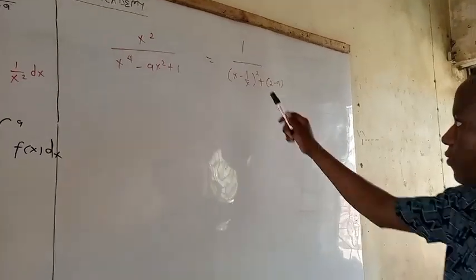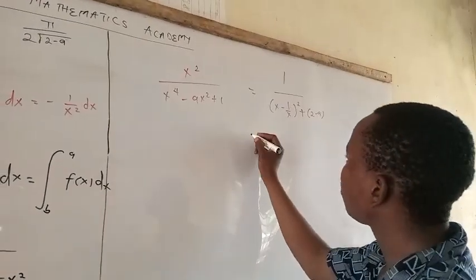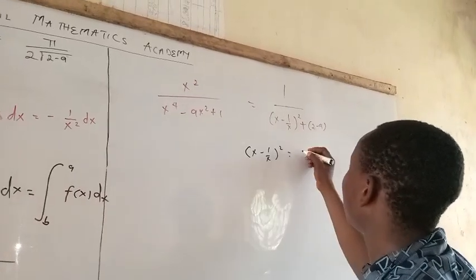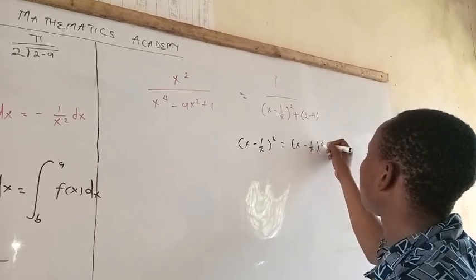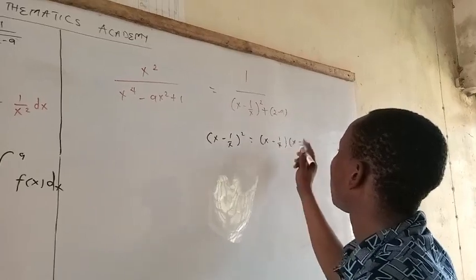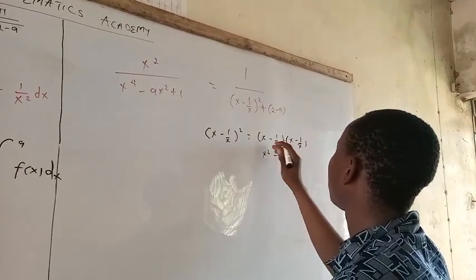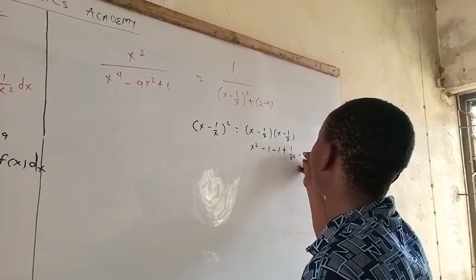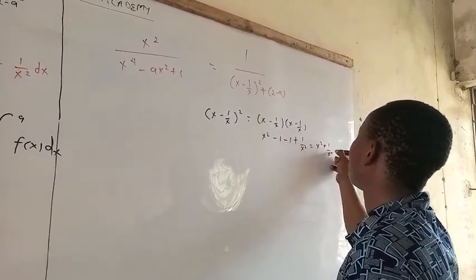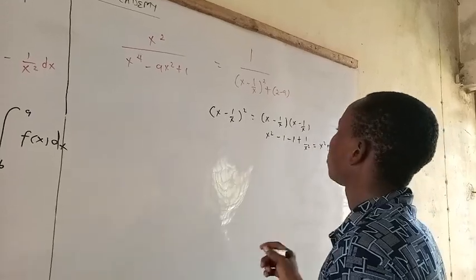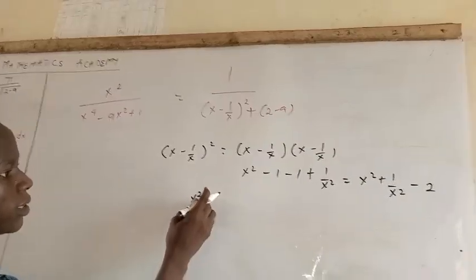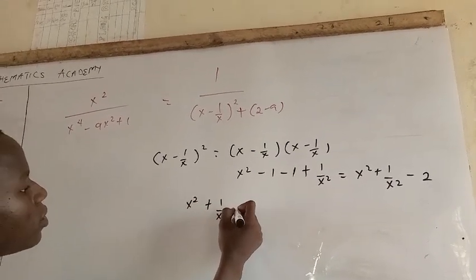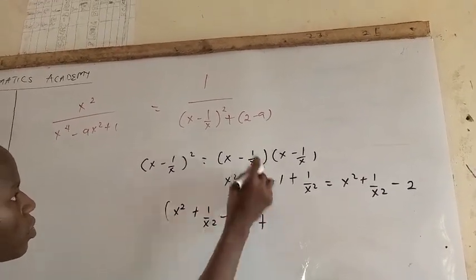Okay, let me prove this for you guys. Don't forget that (x minus 1 over x) squared will give us x minus 1 over x multiplied by x minus 1 over x. So you have x squared minus 2 plus 1 over x squared, which is equal to x squared plus 1 over x squared minus 2. So let's add to this the 2 minus a. Then I have x squared plus 1 over x squared minus 2 plus 2 minus a.